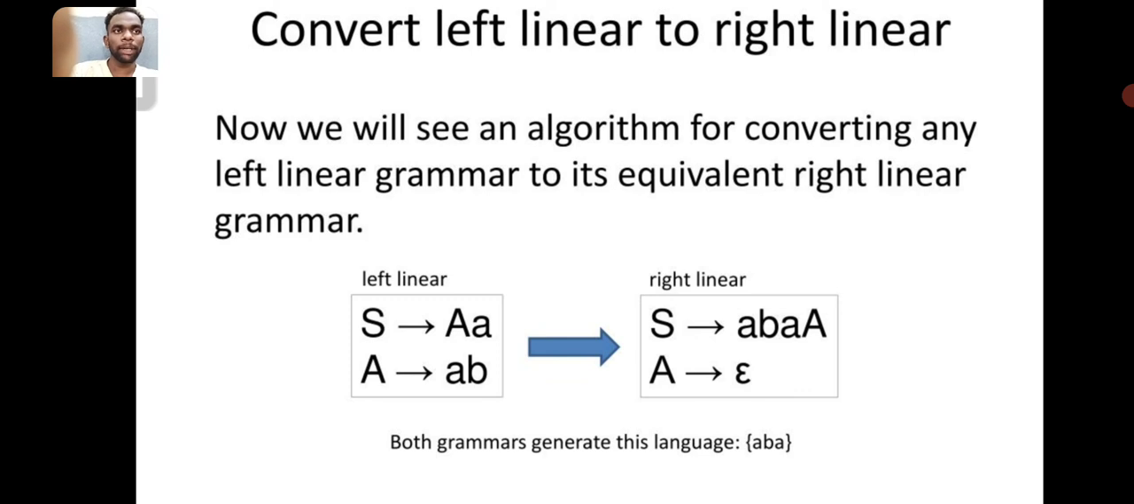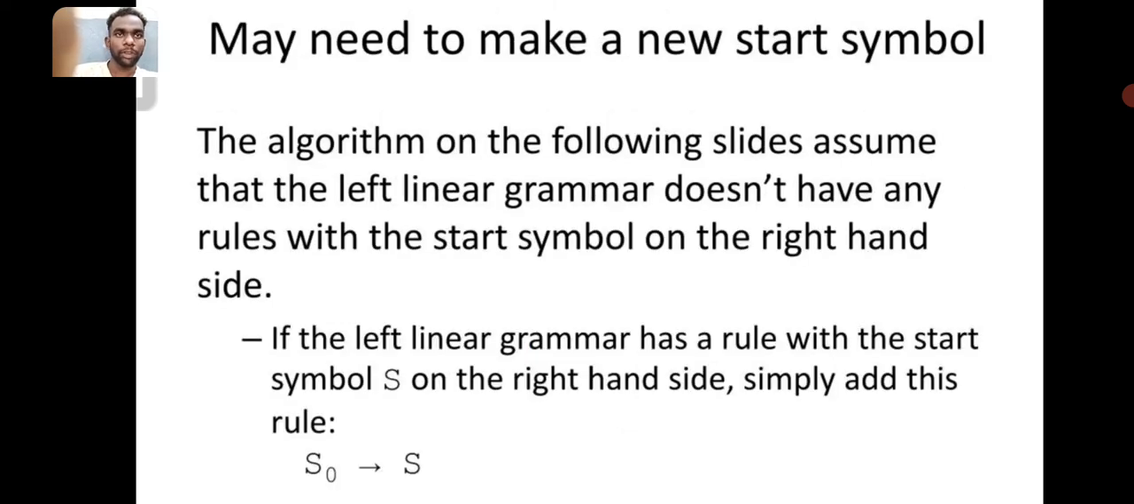Convert left linear grammar to right linear. Now we will see an algorithm for converting any left linear grammar to its equivalent right linear grammar. We may need to make a new start symbol. The algorithm on the following slides assumes that the left linear grammar doesn't have any rules with the start symbol on the right hand side. If the left linear grammar has a rule with the start symbol S on the right hand side, simply add this rule: S naught implies S.